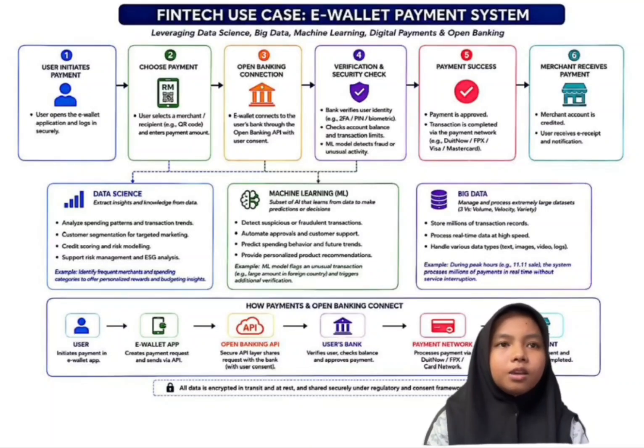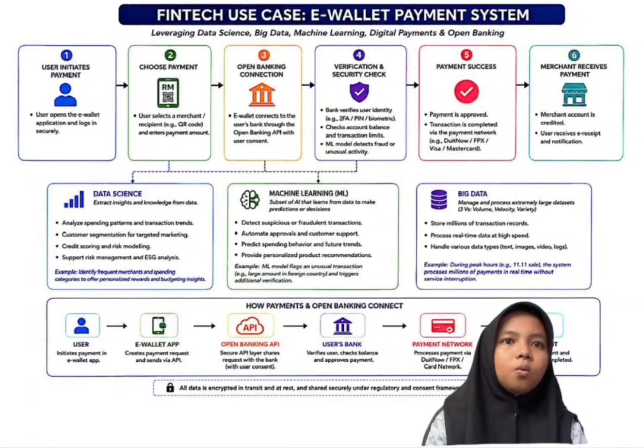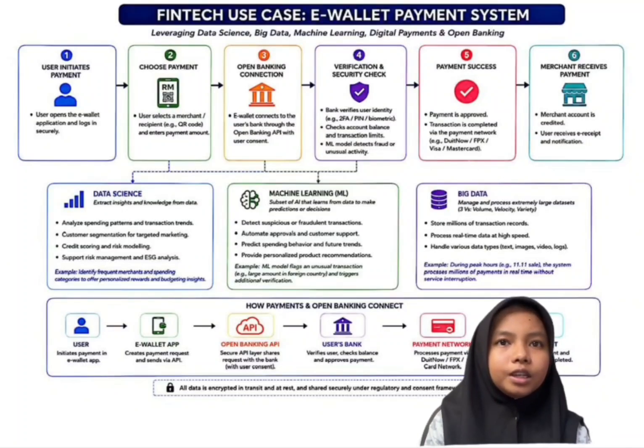On clear, step 5 marks payment success, where the transaction is officially approved and processed through payment networks such as DuitNow, FPX, Visa, or MasterCard. Finally, in step 6, the merchant receives payment as the funds are credited directly to their account, while the user immediately receives a transaction notification and e-receipt.